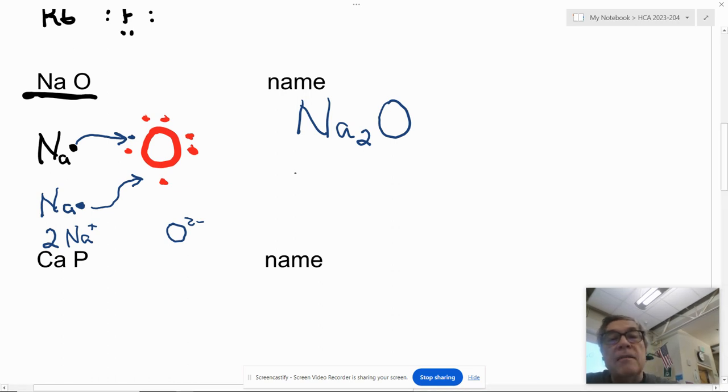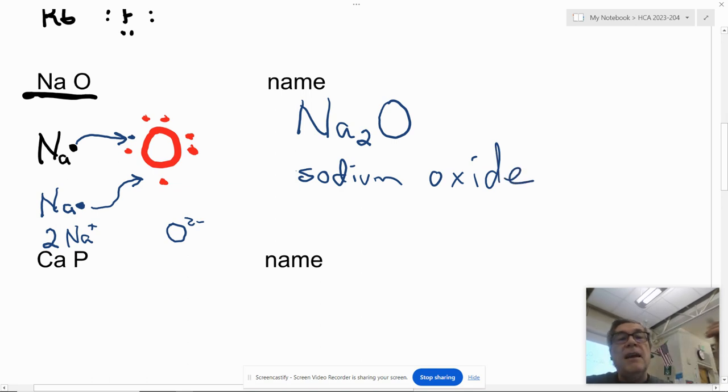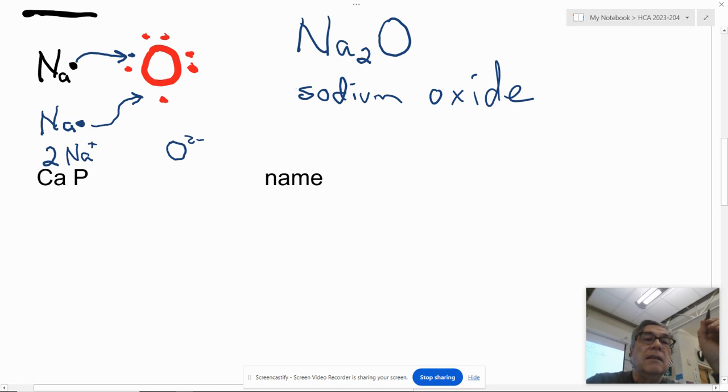And the name of this compound, and this is where we're going to come to this next week, not this week, but this will be sodium oxide. So we just have the cation and the anion. So if only it was always that simple. It's pretty simple right now. Cation, anion. Can I go to the next formula?